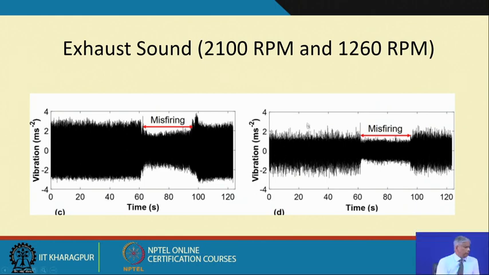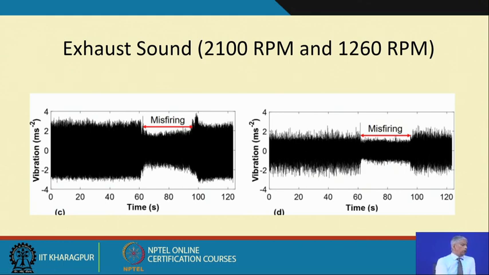So, I will give you an example in this case here. Of course, in this laboratory as a case study, we ran the engine at many different RPMs, okay. And I have just given you two representative RPMs, one being at 2100 RPM, another being at 1260 RPM. And the vibration was measured by that accelerometer for about 2 minutes. And I must tell you that this is a normal engine and we artificially misfired one cylinder.